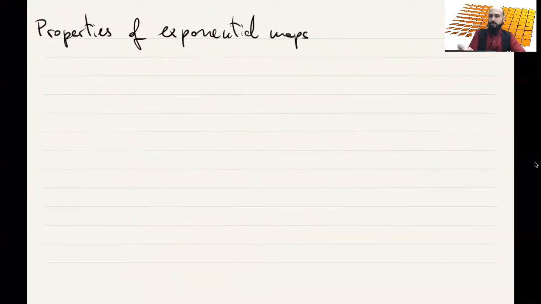I will not prove these properties. They're very easy once you know they're true. You can find them in the lecture notes.